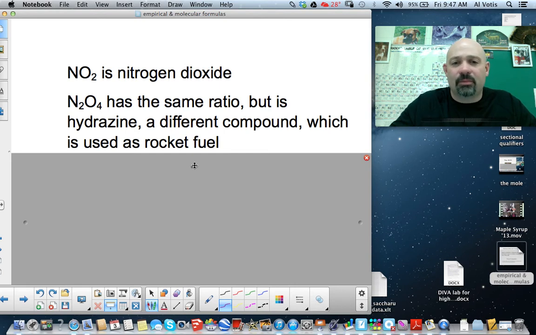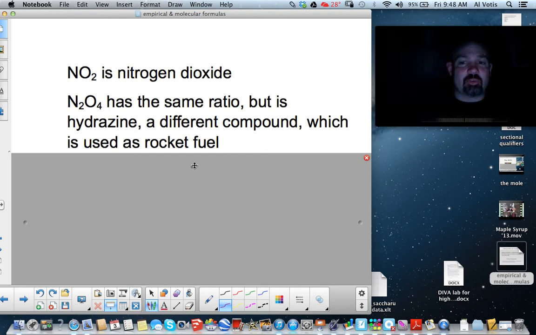The first one, NO2, its empirical formula and molecular formula are the same thing. Hydrazine has a molecular formula to show what the actual compound is.